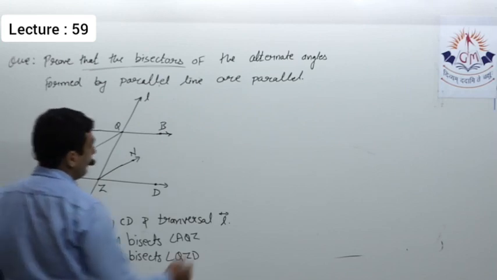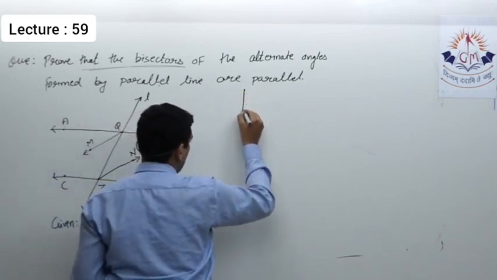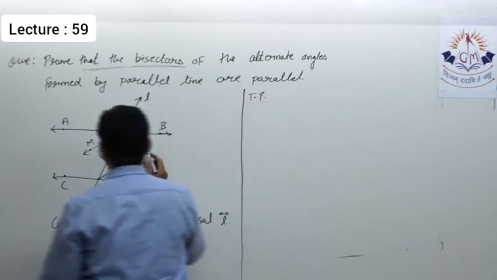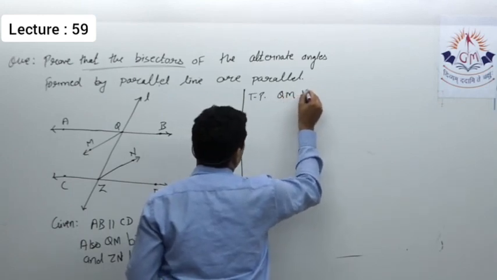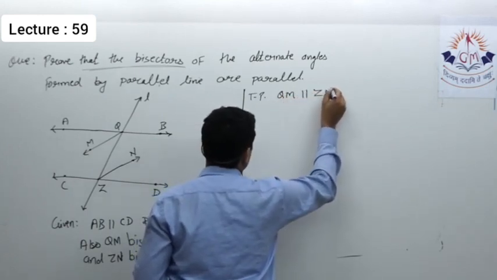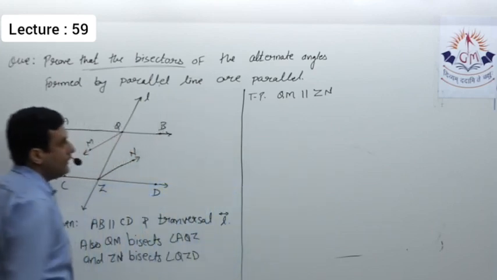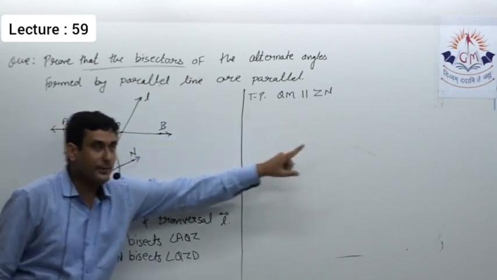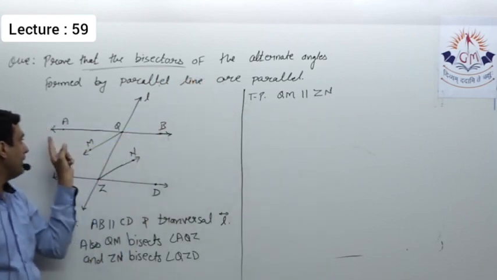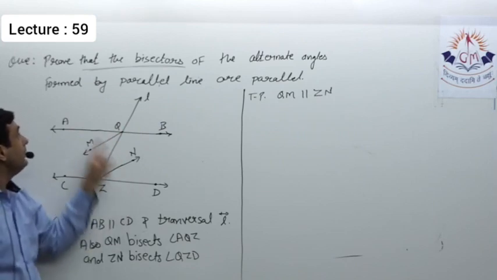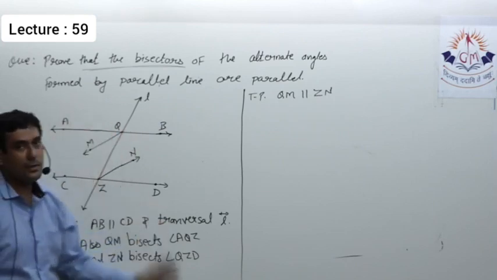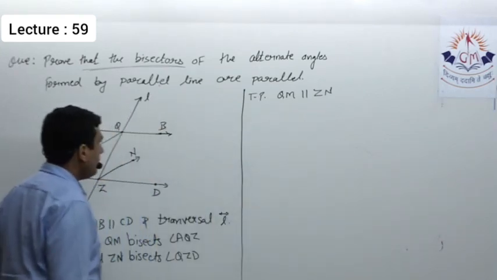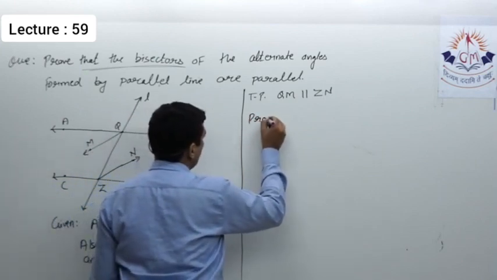Let us see what we have to prove. To prove that QM is parallel to ZN. Now read the question: prove that the bisectors, that is QM and ZN, of the alternate angles AQZ and QZD formed by parallel lines are parallel. So you have to prove QM is parallel to ZN. Let us see its proof.